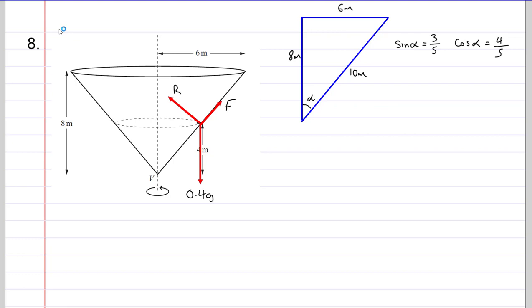So in part A we need to resolve forces vertically, but we're going to need to know some of the angles in here before we do that. So we'll label our alpha on the diagram, and we're going to figure out on this part up here which other angles are also alpha.